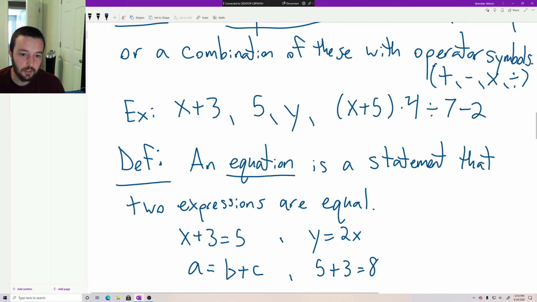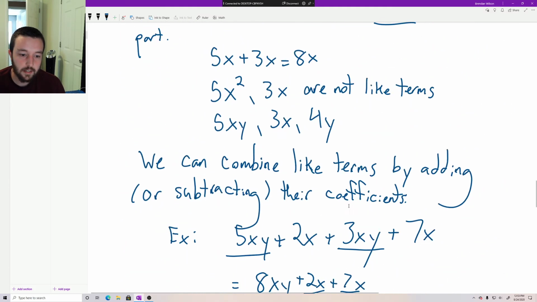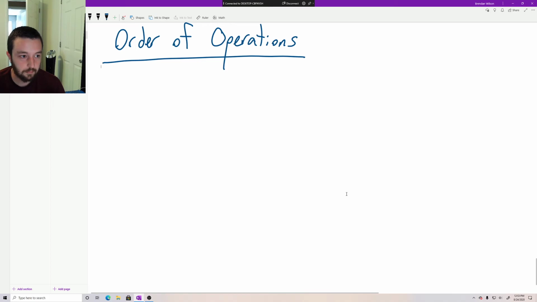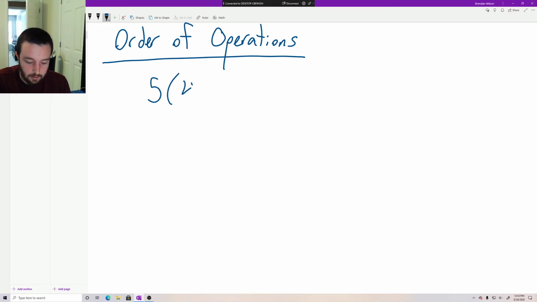Okay. We're going to look at ones without variables, so we won't use that example. But what if we have something simple like 5 times (4 plus 3)? How do we know what to do first?